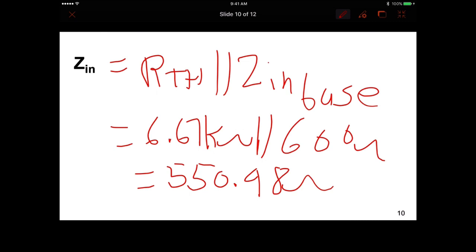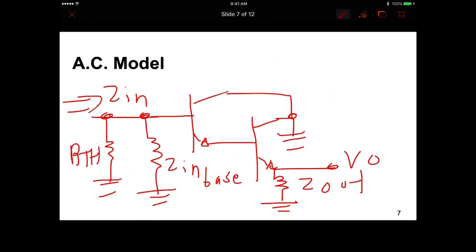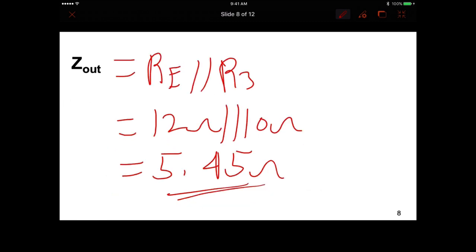Okay, I'm just going to write that down. So we're ignoring R prime E. That's going to be the input impedance, and so that's just reflecting Z out to Z in base, and then paralleling these two to give us Z in.